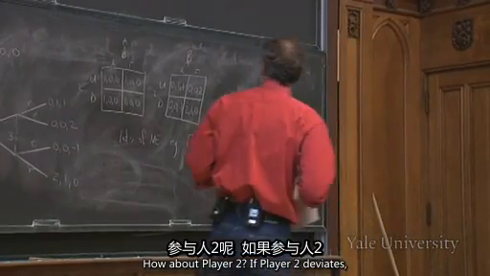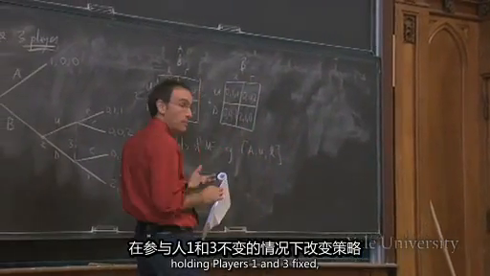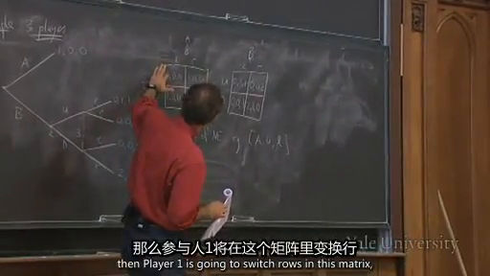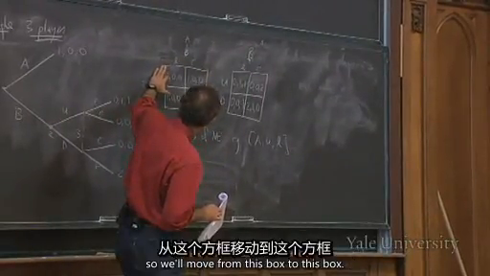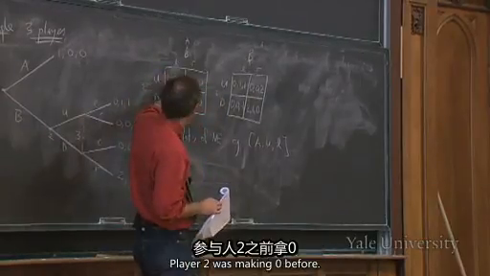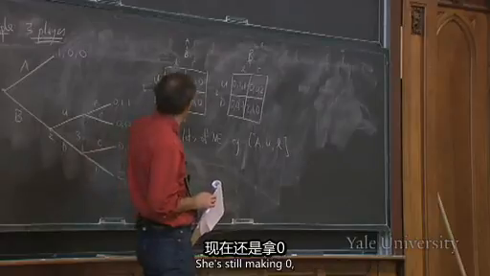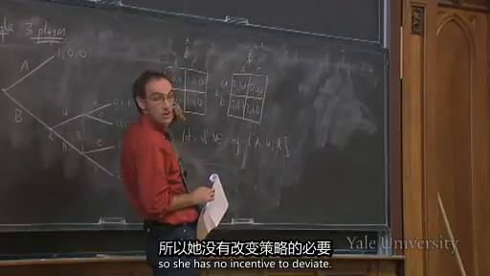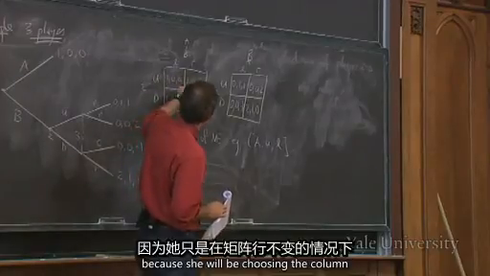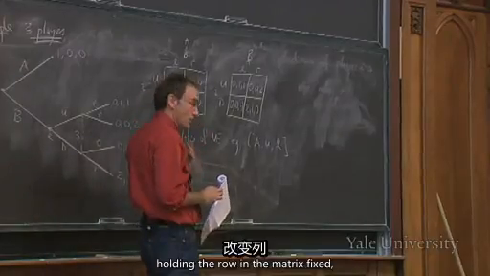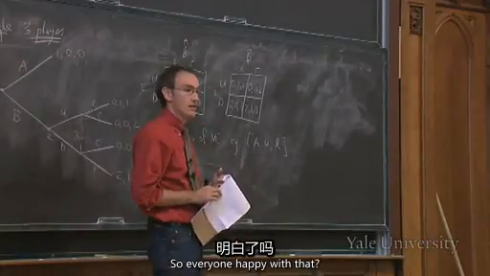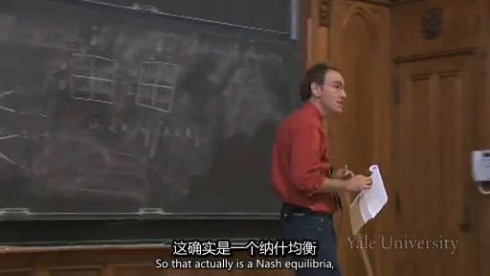How about player 2? If player 2 deviates, holding players 1 and 3 fixed, then player 2 is going to switch rows in this matrix, so we'll move from this box to this box. Player 2 was making 0 before, she's still making 0, so she has no incentive to deviate. And the same argument applies for player 3, because she will be choosing the column, holding the row and the matrix fixed, so once again, she gets 0 in either case. Everyone happy with that? So that actually is a Nash equilibrium.